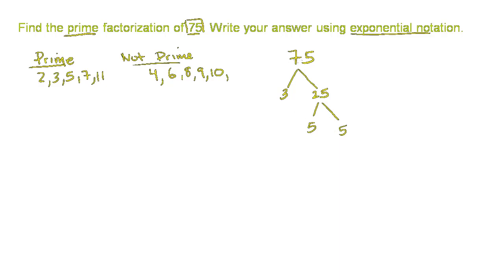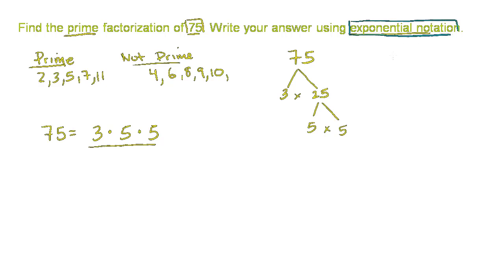So we can write that 75 is 3 times 5 times 5. We can say it's 3 times 25. 25 is 5 times 5. So this is a prime factorization, but they want us to write our answer using exponential notation.